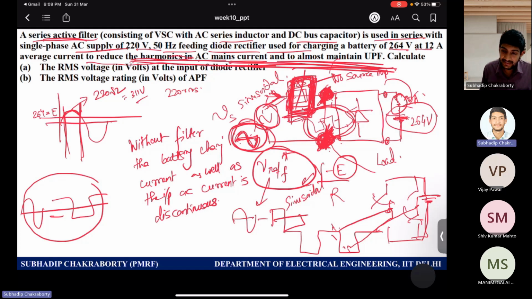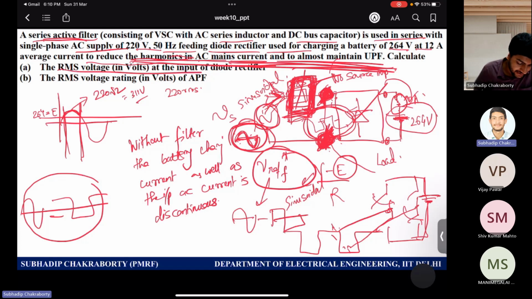So please understand the implication of the use of such applications or such components. The application here was to ensure continuous charging of the battery, and continuous charging means continuous conduction of the diodes, as well as to ensure sinusoidal currents at the supply side. So that was the aim. Accordingly, we control our device, that is the series active power filter, to maintain such functionalities.